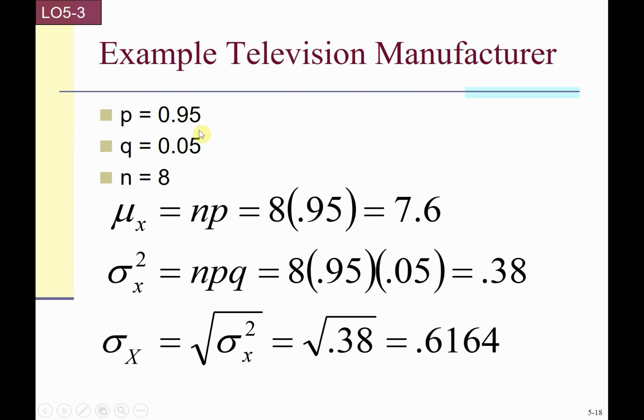Here's something, let's say the probability that a television is good or bad. And let's say the chances of the television being good is 95%. So 5% of the time it's bad. What would be the average number of good TVs out of 8 if I produced 8? Well, the average number would be n, 8 times p, 0.95, so I would have 7.6 good TVs out of 8. I can calculate the variance by doing the exact same thing, and then if I know the variance, I can take the square root of that to get the standard deviation.